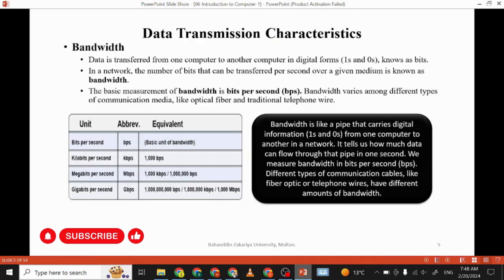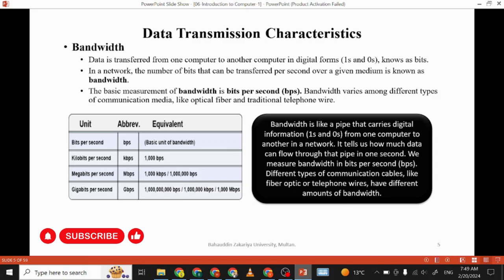Data transmission characteristics. Bandwidth: data is transferred from one computer to another in digital form, ones and zeros, known as bits. In a network, the number of bits that can be transferred per second over a given medium is known as bandwidth. The basic measurement of bandwidth is bits per second. Bandwidth varies among different types of communication media, like optical fiber and traditional telephone wires.